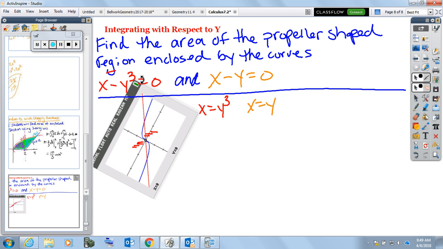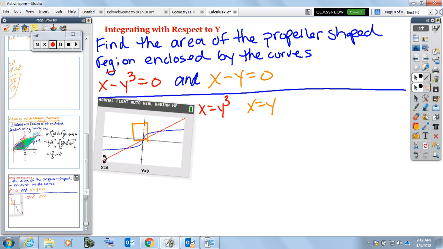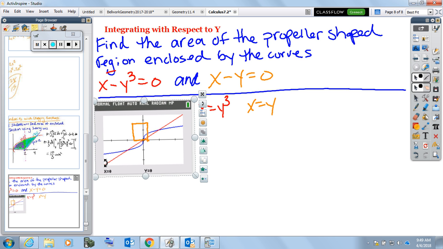As I start to rotate this graph, let me get rid of these markings. Interesting. Now what actually becomes the greater curve? Technically, the greater curve is our straight line, the red line, our x equals y graph. Super interesting. I'm going to rotate it back so we can visualize what it looks like for our limits and bounds.